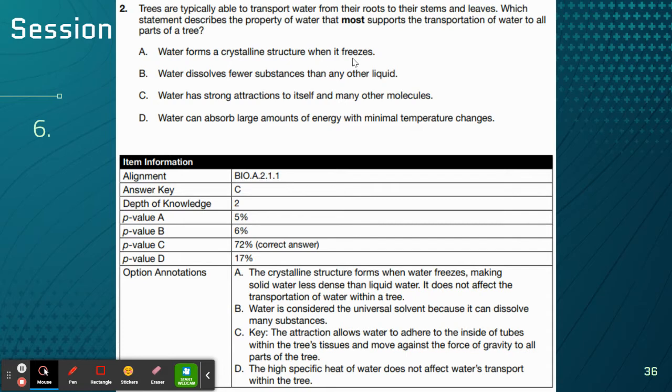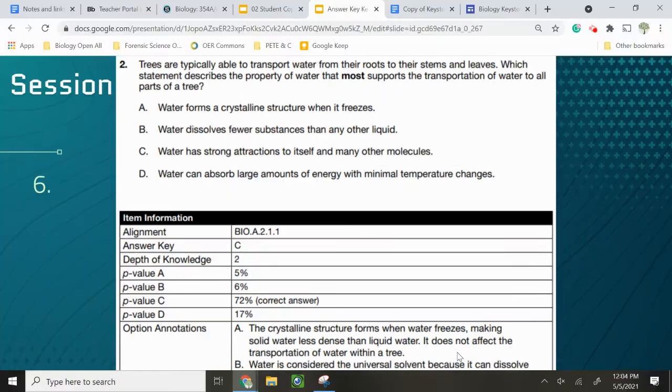So water forms a crystalline structure when it freezes. This is true. Water dissolves fewer substances than any other liquid, actually, this is not a true statement. Water dissolves more substances than any other liquid. It's the universal solvent. Water has strong attraction to itself and many other molecules, true. And water can absorb large amounts of energy with minimal temperature change, also true. Which one has to do with transpiration cohesion? That's letter C. The attraction allows water to adhere to the inside of tubes within the tree's tissues and move against the force of gravity to all parts of the tree.